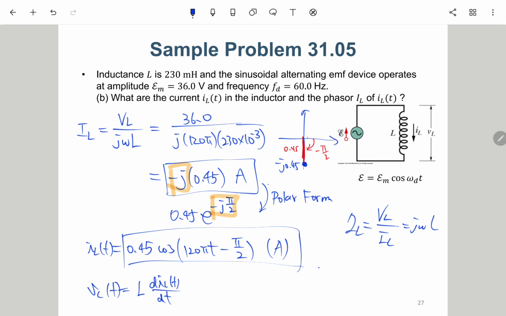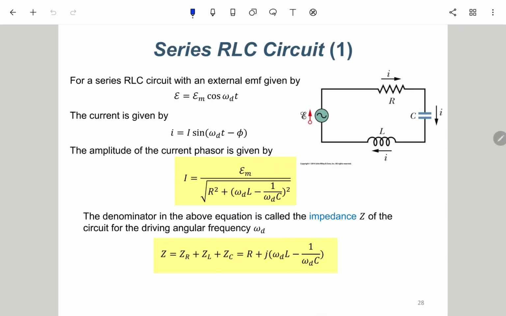So these are the three sample problems that tell you how to use the phasor to calculate the steady state response. Now we come to the next part, the series RLC circuit. Here we still have the R, C, L.